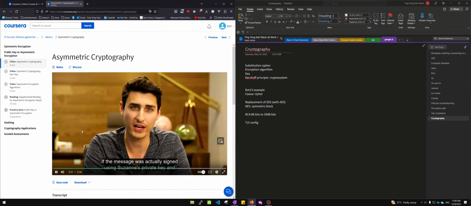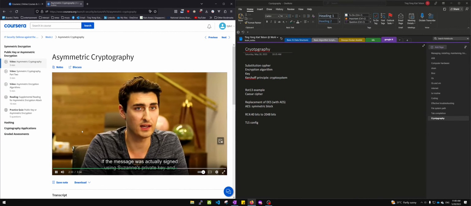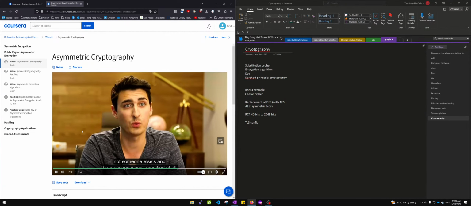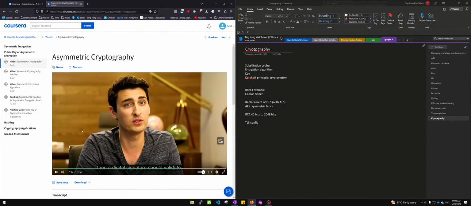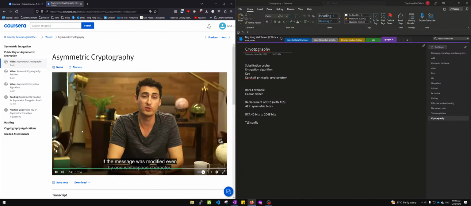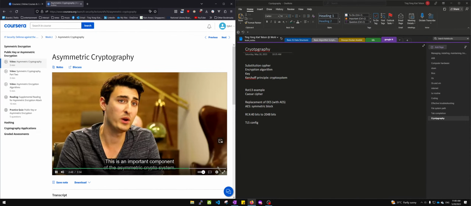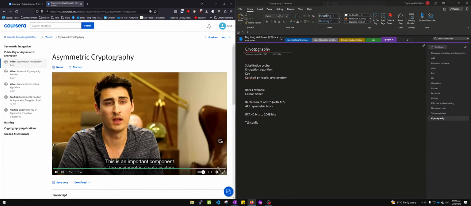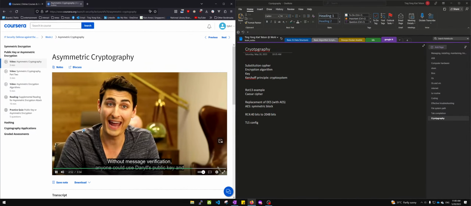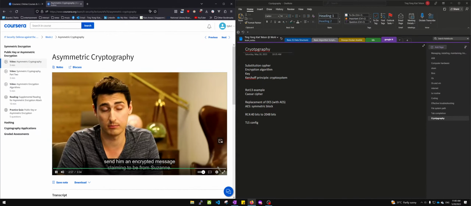If the message was actually signed using Suzanne's private key and not someone else's, and the message wasn't modified at all, then the digital signature should validate. If the message was modified, even by one whitespace character, the validation will fail, and Daryl shouldn't trust the message. This is an important component of the asymmetric crypto system. Without message verification, anyone could use Daryl's public key and send him an encrypted message claiming to be from Suzanne.